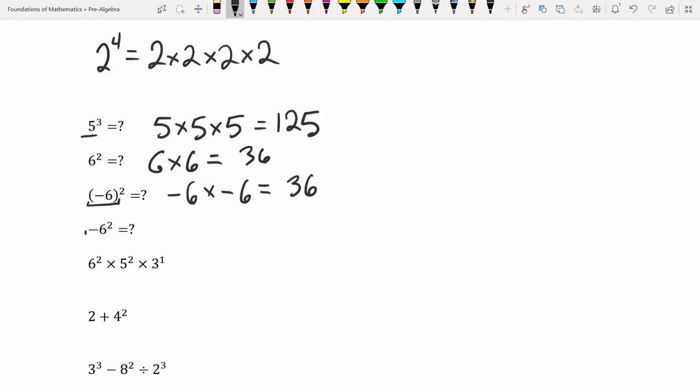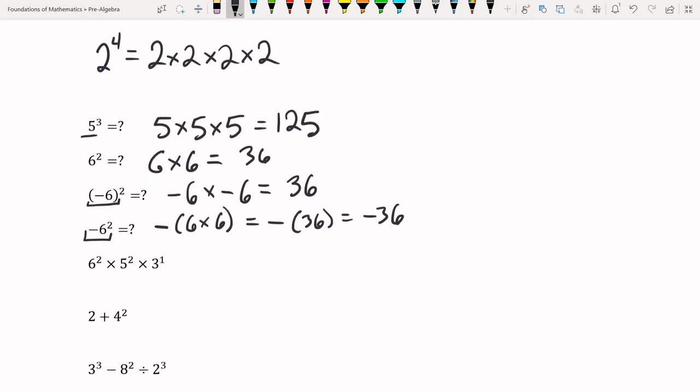Now this is very different, however. This is not negative 6 squared. It's negative of 6 squared. So in other words, we have 6 as being squared. So we have the negative of 6 times 6. 6 times 6 is 36. And the negative of that is just negative 36.